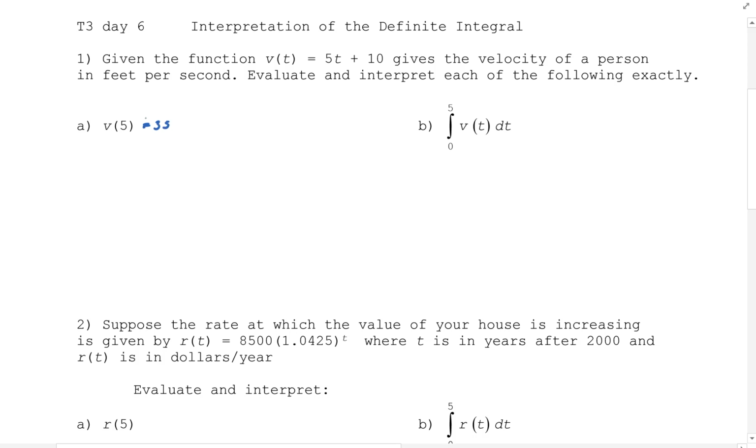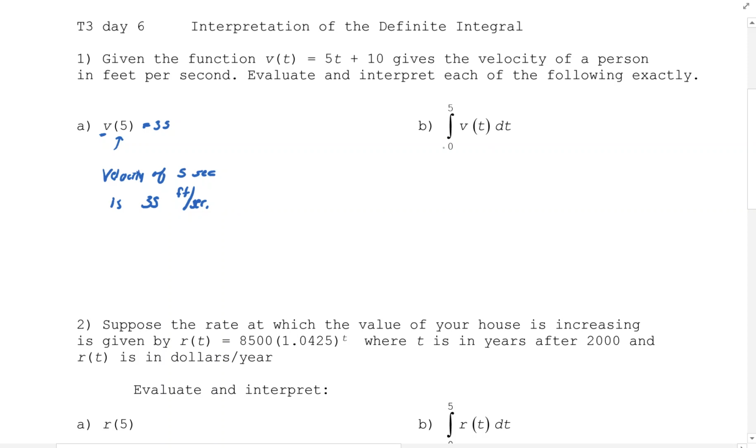The interpreting part is we're looking at the velocity. So the velocity at 5 seconds is 35 feet per second. The velocity at 5 seconds is 35, and of course we always want units, feet per second.